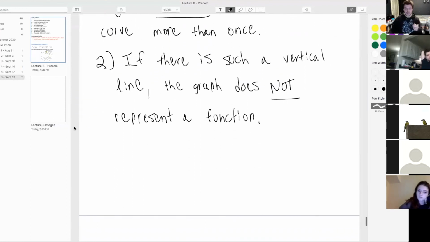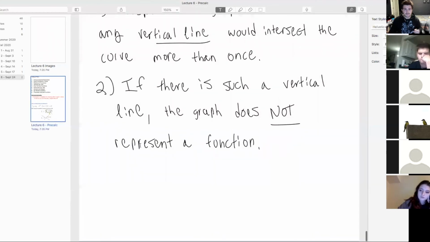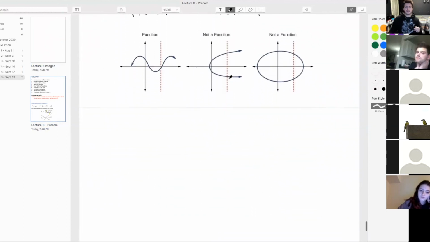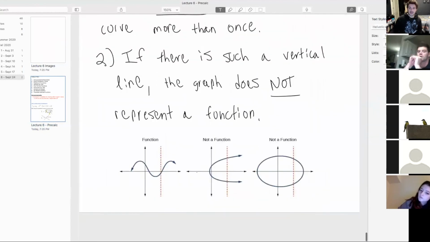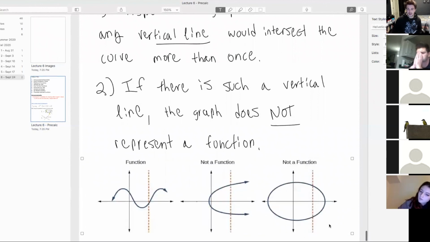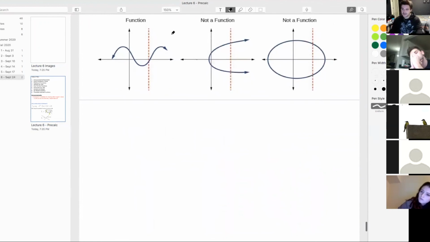Okay, so let's now do some examples. Let's use the vertical line test. So let me just go to my images here. Okay, so the first one, this is going to be a function because as you can see, any vertical line that I draw through this graph is only going to intersect the graph once.